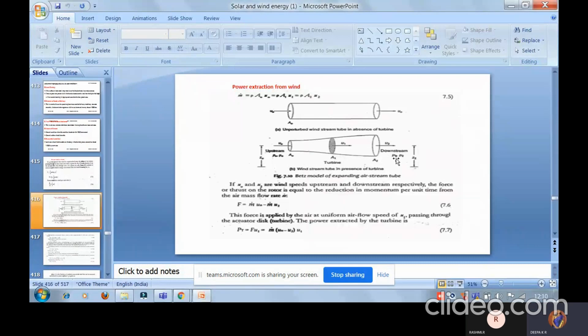So we need to find out what the air mass flow rate in the tube is, and what the speed is. Definitely your speed will decrease as the air expands. Normally we call this tube structure, whatever we are considering in this diagram, the Betz model for expanding the air stream tube. In figure 7.10, whatever you're observing, these two figures explain how the airflow can be done and how the pressure will be decreased.